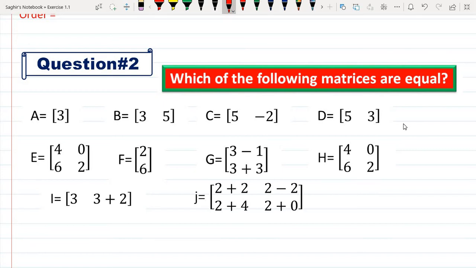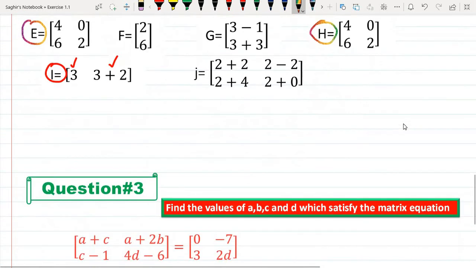Now 3, 5. Matrix B is equal to matrix I because the corresponding entries are 3 and here is 5, so 3 plus 2 is also 5, so these 2 matrices are equal. Now E and H, these 2 matrices are equal because the corresponding entries are equal and the order is also the same. The remaining questions you have to solve yourself.